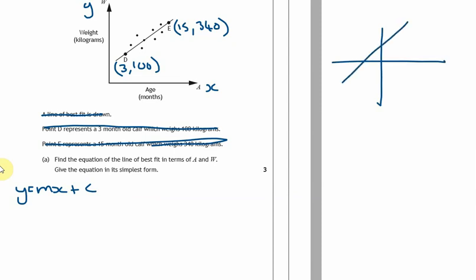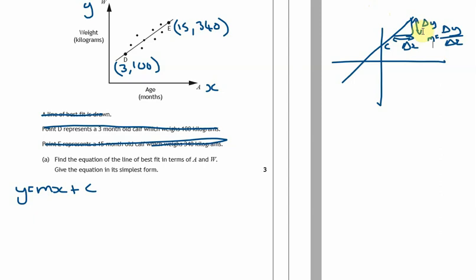This is a standard line. C is where it crosses the y-axis, so it's when x is 0. And m is the gradient. So m is really just the ratio of the difference in height, which I'll call the difference in height, divided by the difference in x. It's like delta y over delta x. That's what your gradient is.